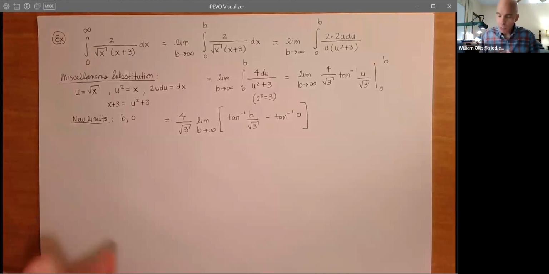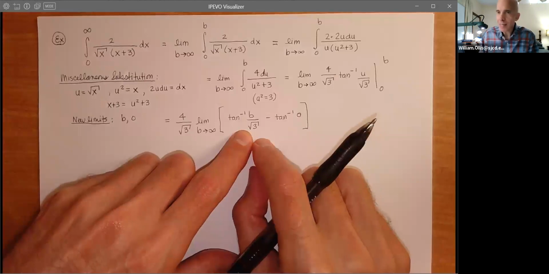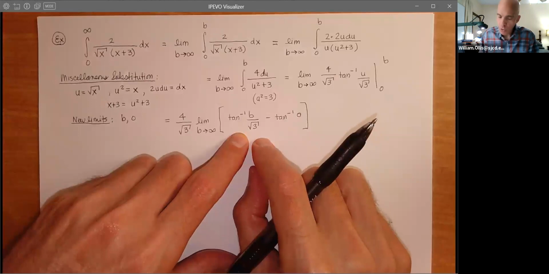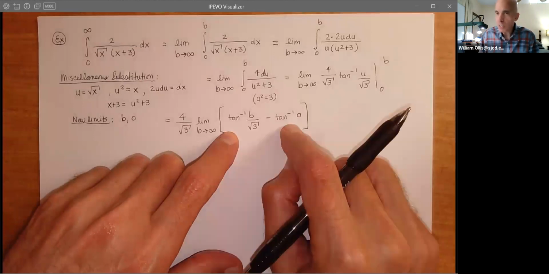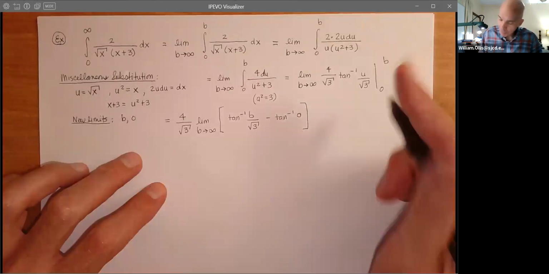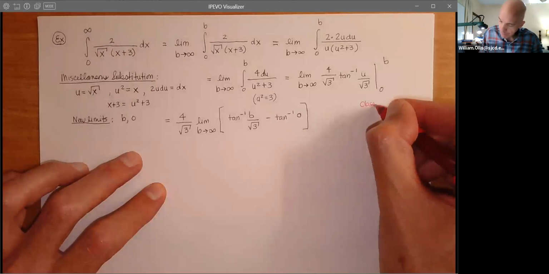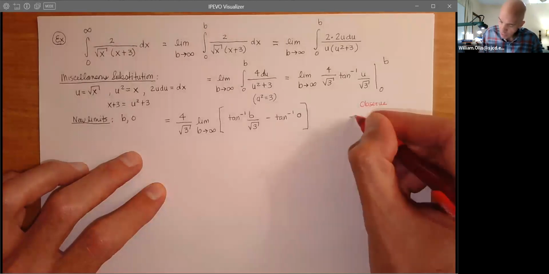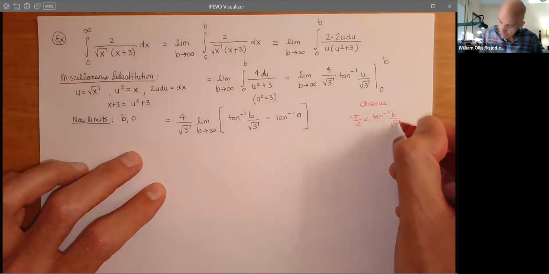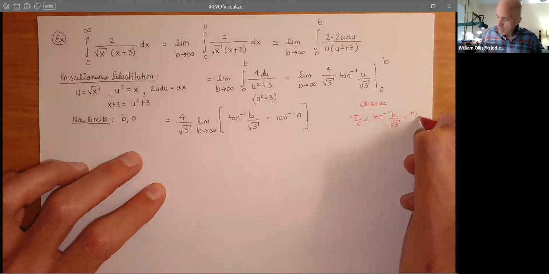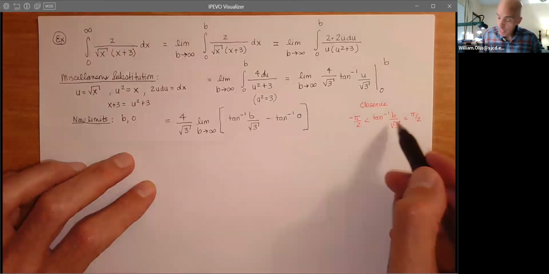So the idea is that we remember from our work with the inverse tangent that it's bounded between the horizontal lines negative pi over 2 and pi over 2. So of course, as b tends to infinity, this term approaches pi over 2. And of course, inverse tangent of 0 is 0. So again, just remember, let me just write this down. We know this. Observe that the inverse tangent here is bounded. So the inverse tangent is bounded between these two real numbers. And so as b passes to infinity, the inverse tangent will approach pi over 2.